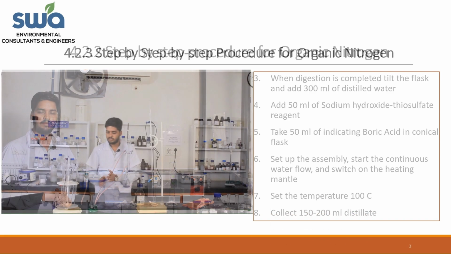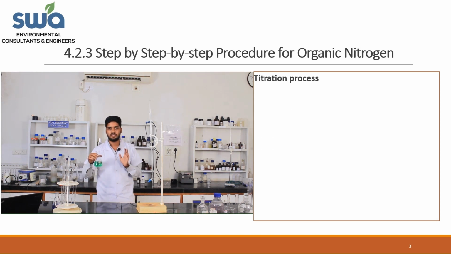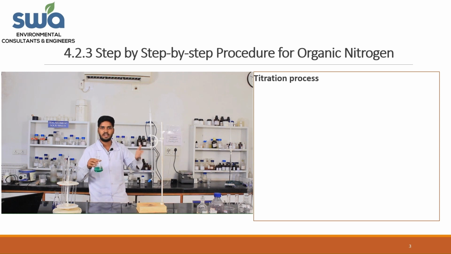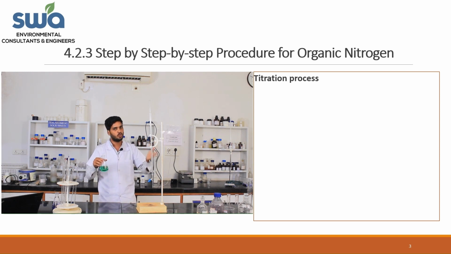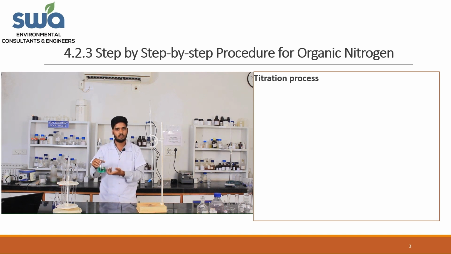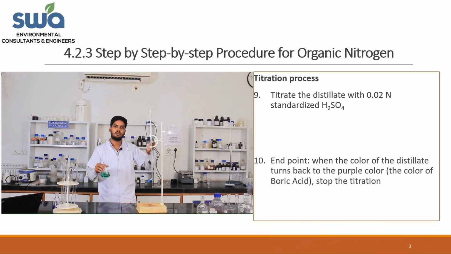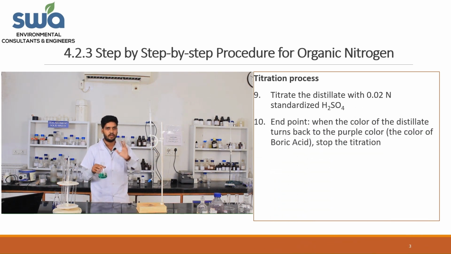Here we have the distillate collected after the distillation of organic nitrogen. Approximately 200 ml of distillate we have collected. Again this distillate contains the ammoniacal nitrogen, and we will titrate it with 0.02 normal standardized H2SO4. The H2SO4 will neutralize the ammoniacal nitrogen present in this distillate, and the color will change back to the color of boric acid, which is purple. So whenever the purple color appears, stop the titration and note the reading.